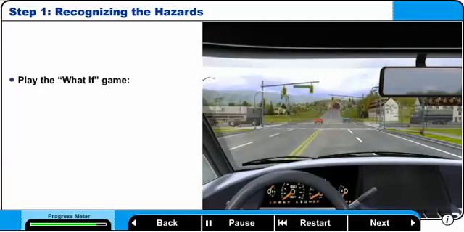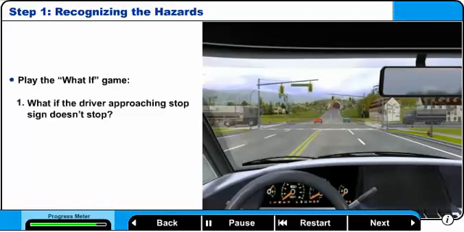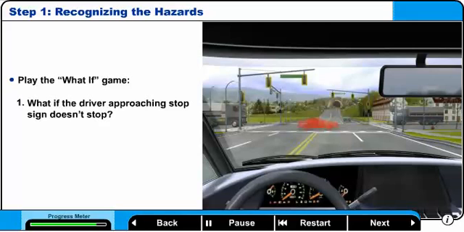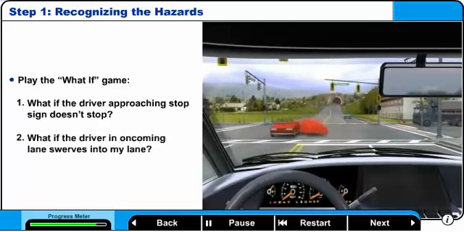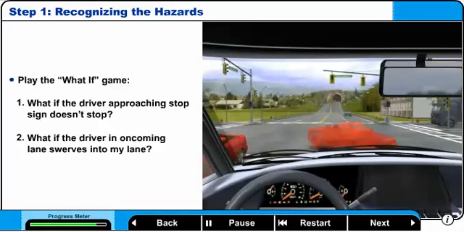And play the what-if game. Ask yourself, what if that driver approaching the stop sign doesn't stop? What if the driver in the oncoming lane swerves into my lane? And so on. Playing the what-if game teaches you to think about potential hazards on the road, which in turn will help you understand what you can do to defend yourself against them. Our next step.